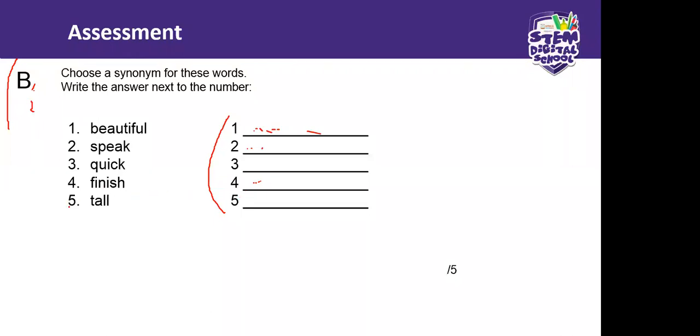And then number 5, give me a synonym for tall. A synonym for tall. If you are tall, you are very, and you write it there by number 5. A word that means the same. Okay. While you're busy writing it, I will answer Shelley's questions. Shelley, I'm unmuting you.